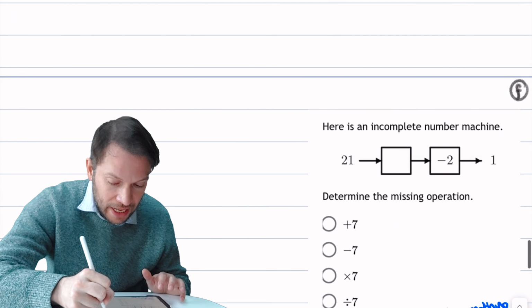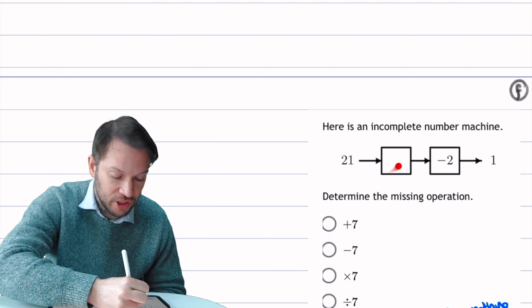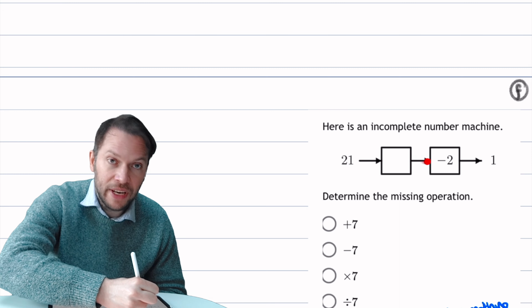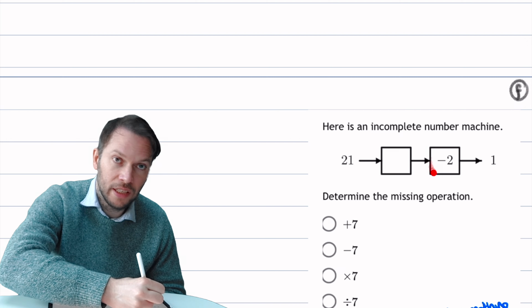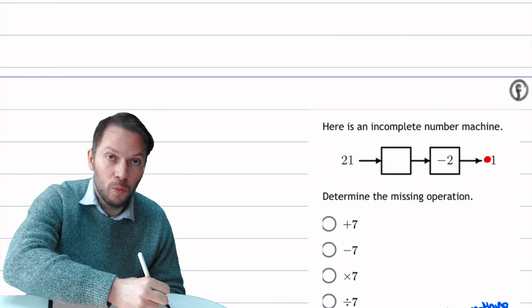So what's happening here is we've got two function machines. 21 is going into the first function machine. We don't know what's happening yet. We need to work that out. Then it spits out an output. Then that output is being fed into another function machine. And this time we do know what it's doing. It's subtracting 2 and it's giving you 1.